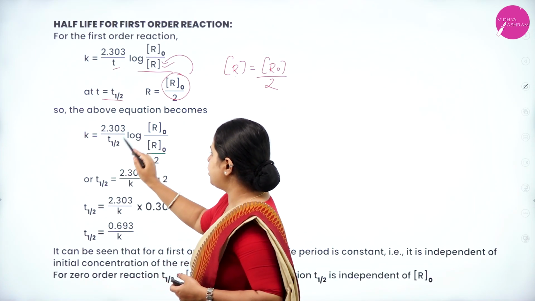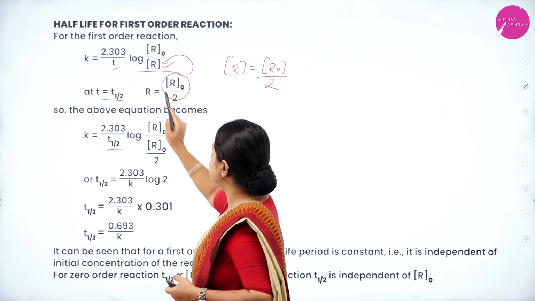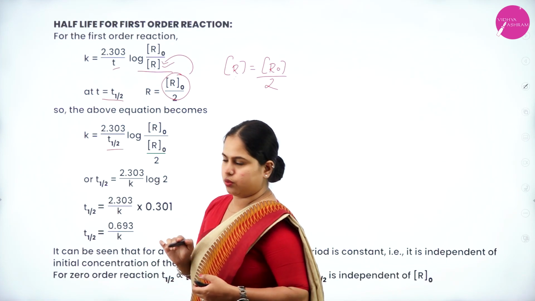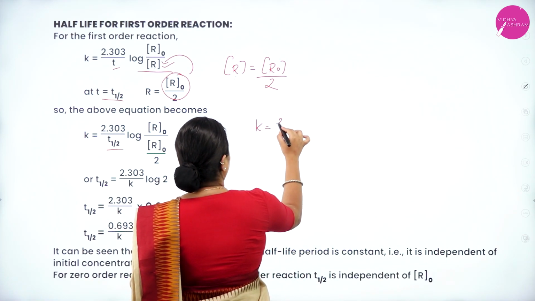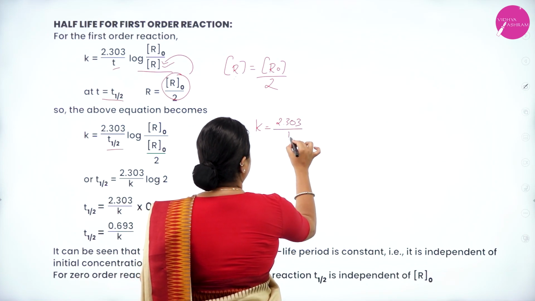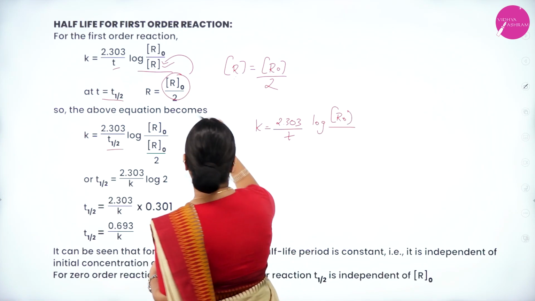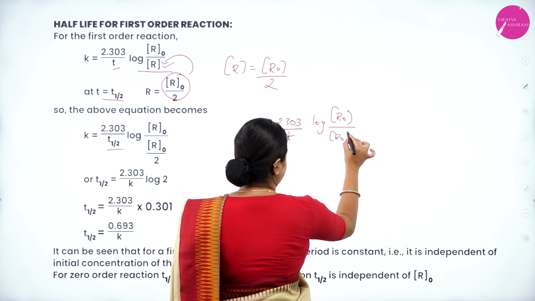K is equal to 2.303 by T half log R0. This R0 will remain as it is. This R will become R0 by 2. K is equal to 2.303 by T half log of R0 here, and this R becomes R0 by 2.